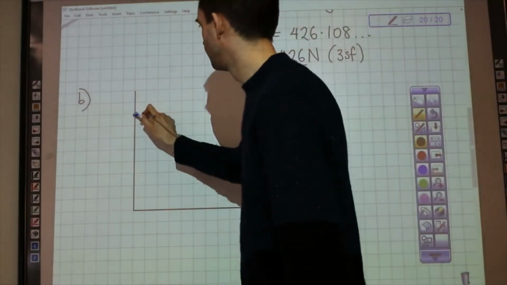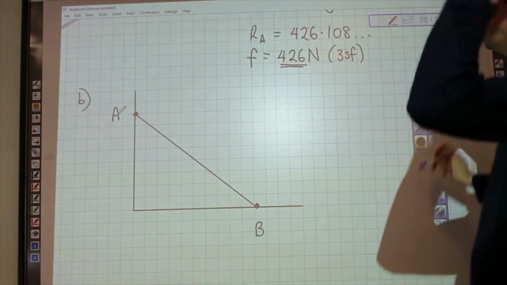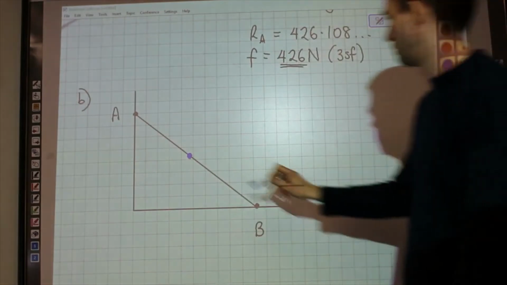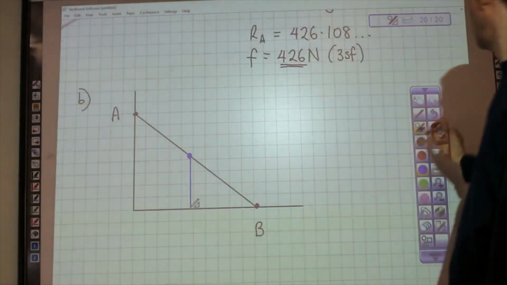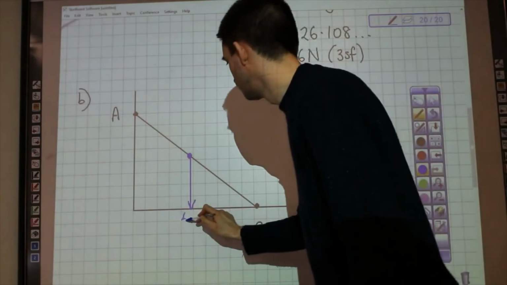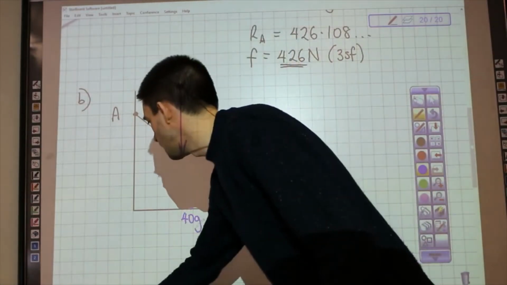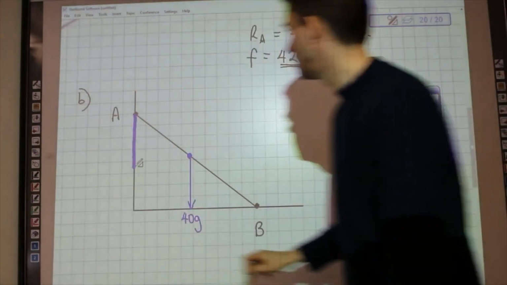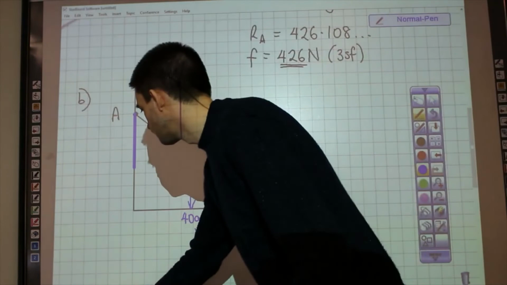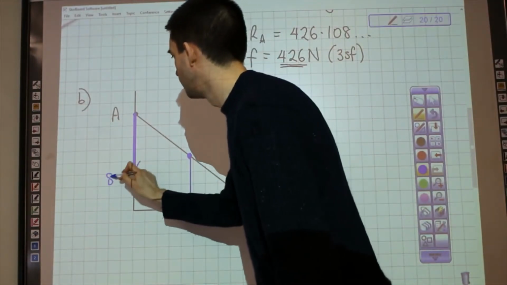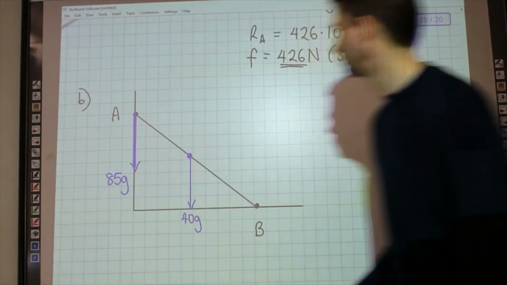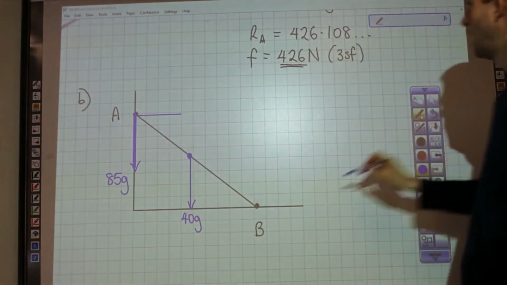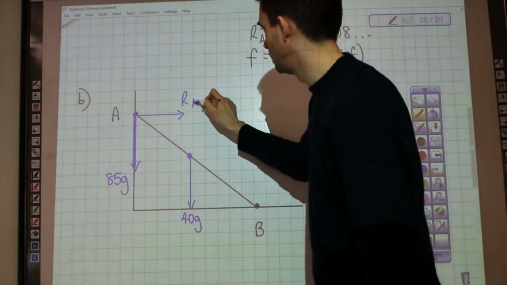We have point B and we have point A. We still have our mass of 40 kilograms, which means we have a weight of 40 G. But now our weight of 85 G is now stood at the top of the ladder. As mentioned, that has caused the reaction force at A to change value.